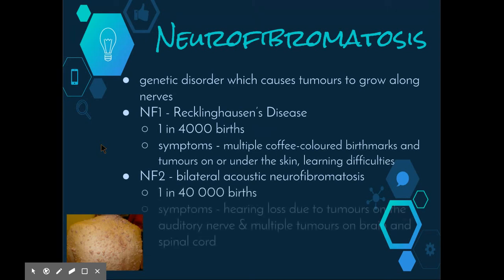So Neurofibromatosis 2, also known as bilateral acoustic neurofibromatosis, is much rarer and occurs in 1 in 40,000 births. Some common symptoms include hearing loss, occurring in teens, which is generally the first symptom due to tumours affecting the auditory nerve. NF2 is also categorized by multiple tumours on the nerves of the brain and spinal cord.